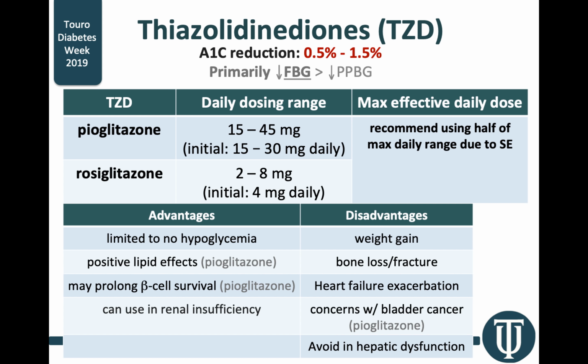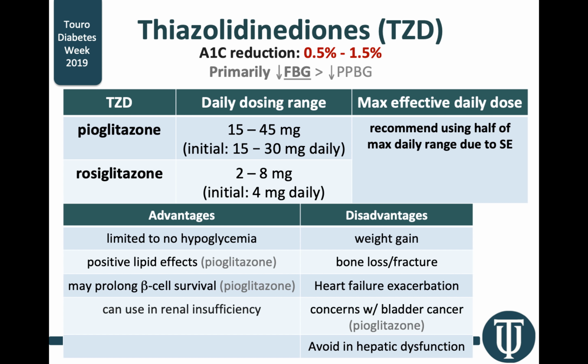And what are some advantages? Same as metformin, there is limited to no hypoglycemia, and specifically for pioglitazone, it helps to reduce triglycerides and also increase HDL. Pioglitazone can also prolong beta cell survival. We don't need to do any renal adjustment.